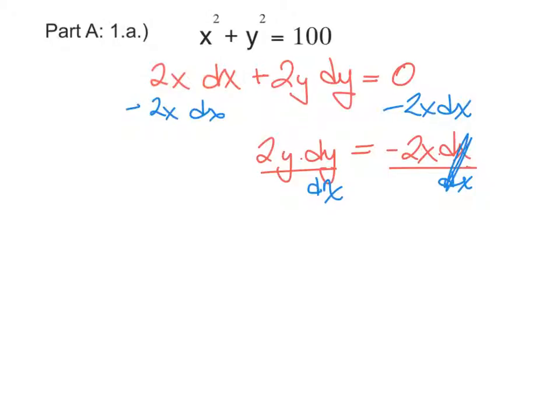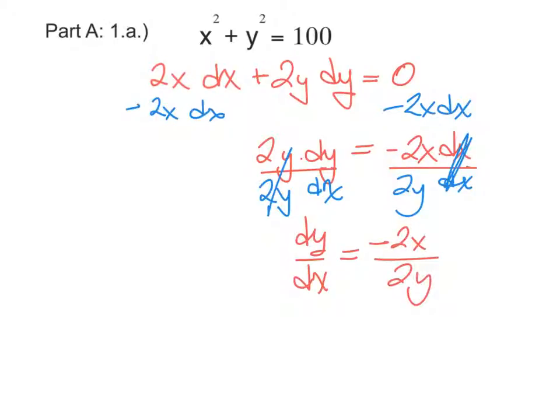Then I also want to get that dy dx alone, so I'll also have to divide by 2y. Then we'll be finished with dy dx is equal to negative 2x over 2y. Simplify that a little bit too. These 2's will cancel. So dy dx, the derivative with respect to x, is equal to negative x over y.